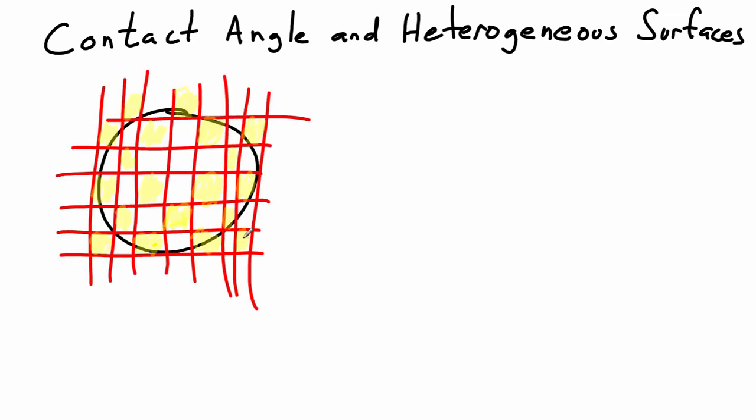So in this nano checkerboard, imagine that we have a material that's the yellow squares, which has got one contact angle, and the white squares has a different contact angle. So what's the measured contact angle we're going to get for this drop? Well, we can calculate this with the Cassie-Baxter equation.